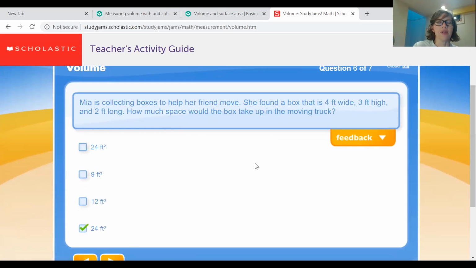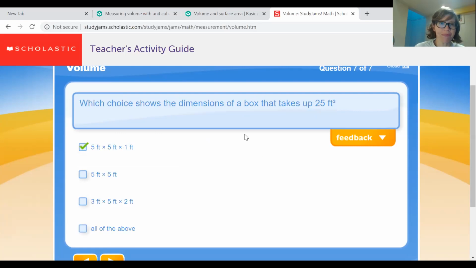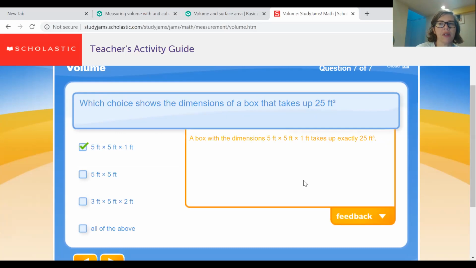Question 6. Mia is collecting boxes to help her friend move. She found a box that is 4 feet wide, 3 feet high, and 2 feet long. How much space would the box take up in the moving truck? So again, you're multiplying 4 times 3 times 2, right? Which should give you 24 cubic feet. And then question number 7. Which choice shows the dimensions of a box that takes up 25 cubic feet? So 5 feet by 5 feet by 1 foot would be correct, because it takes up exactly 25 cubic feet.